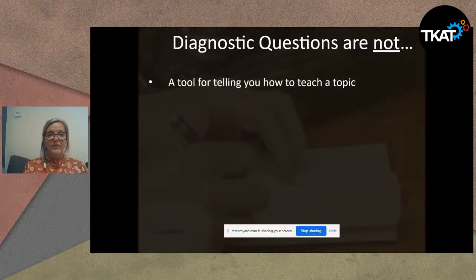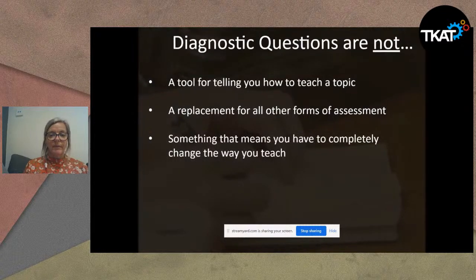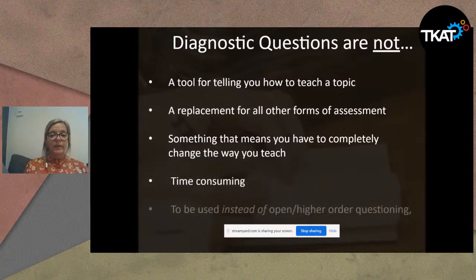It's really important that we know that diagnostic questions are not a tool to just tell you how to teach a topic or to replace all other forms of assessment. It's just one thing that we can use right now in these strange times. It's also not something that means you have to completely change the way you teach. That can stay as normal, and it certainly should not be time consuming or used instead of higher order or open questions. It's just another strategy.